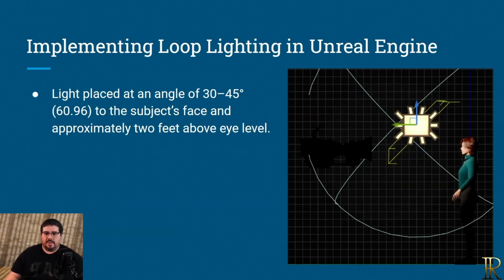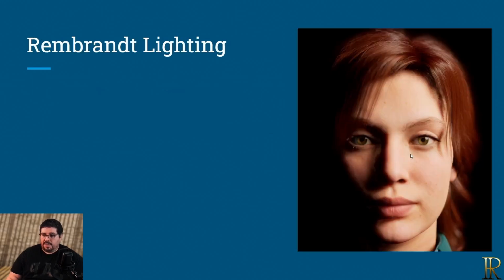So to create this one, you need to be about 2 feet above eye level. And again, a 30 to 45-degree angle on the light. If you notice though, we started with 3 feet. Now we've moved down to 2 feet. And then Rembrandt is going to go down even 1 more foot, but let's get into that first.